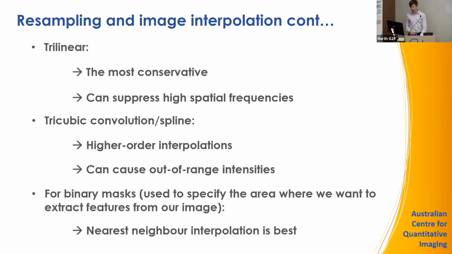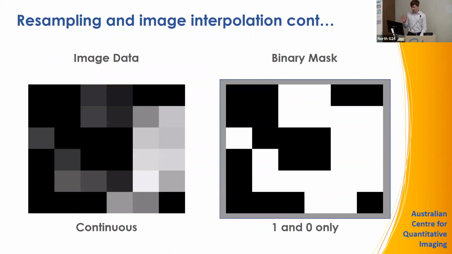So for binary masks, which are used to specify the area where we want to extract features from our image, nearest neighbor interpolation is best. For anyone who doesn't know what a binary mask is, it's just an image made up of ones and zeros, and that's just showing or encapsulating that tumor area or disease area.